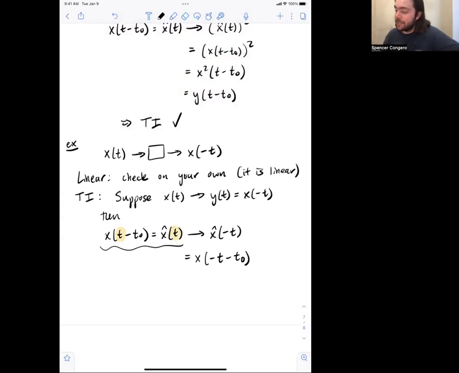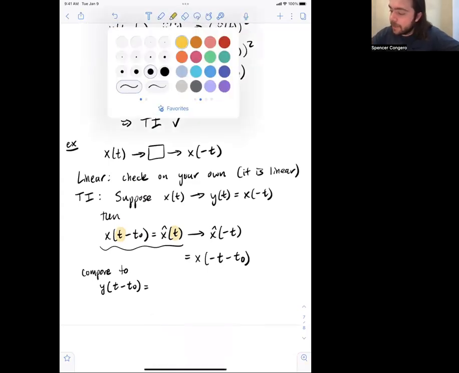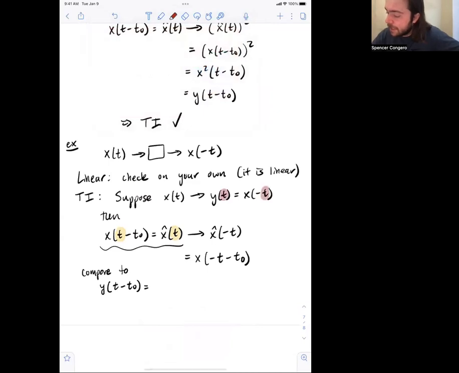Okay, so this is the output from our system. And again, let's compare this to what time invariance asked us to check it against, which is the output I got before, y of t, but shifted by the same amount. What is that? Well, now I'm going to do a similar thing. I'm going to take this t minus t naught and plug it in everywhere I see that t. You can see that that t minus t naught goes in for that t, and the negative is outside of it. This is the crucial step. So I get x of negative and then the entire thing, t minus t naught.